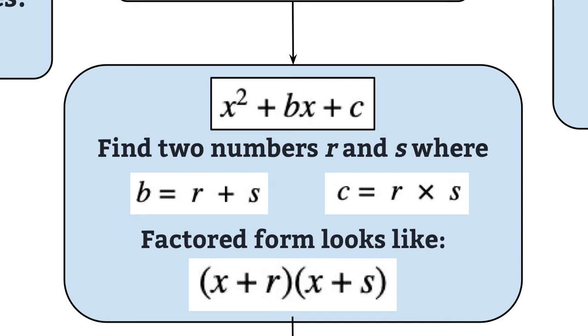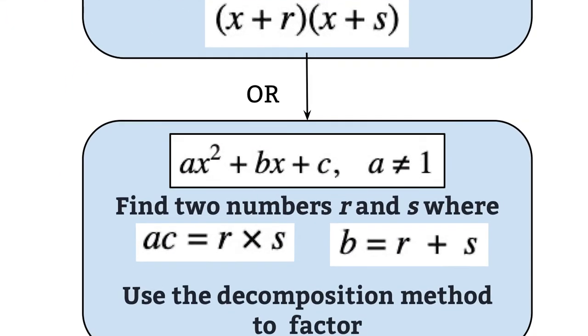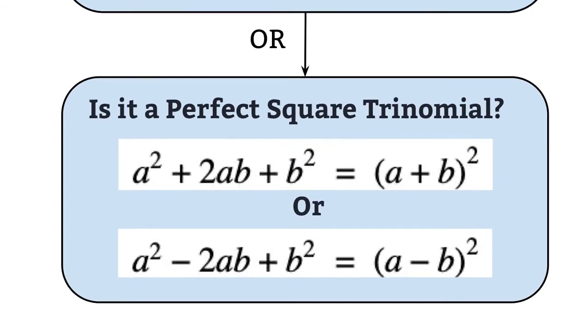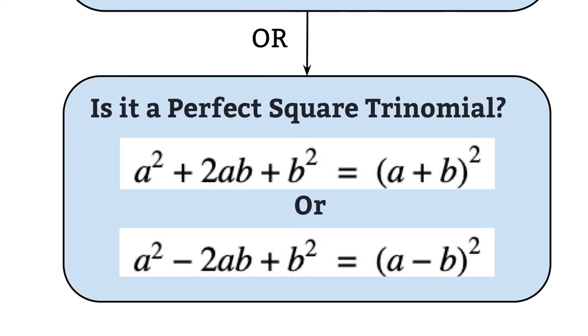And if you have a trinomial, but you do have a coefficient in front of the x squared that's not equal to 1, then your trinomial probably looks like this: ax squared plus bx plus c. And in this case, you're finding two numbers that multiply to give you a times c, and when you add those two numbers together, you get b. So when your coefficient in front of your x squared term is not 1, you're going to use the decomposition method to factor it. But if your trinomial looks like this, it's a perfect square trinomial.